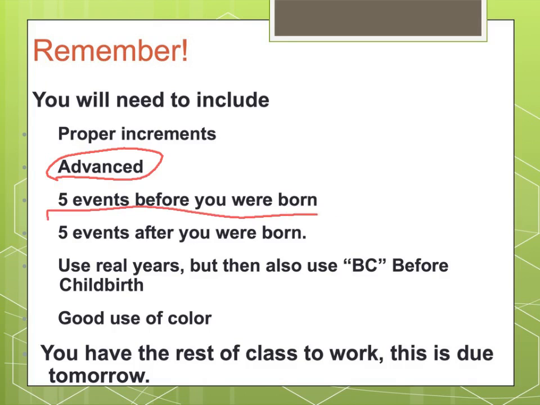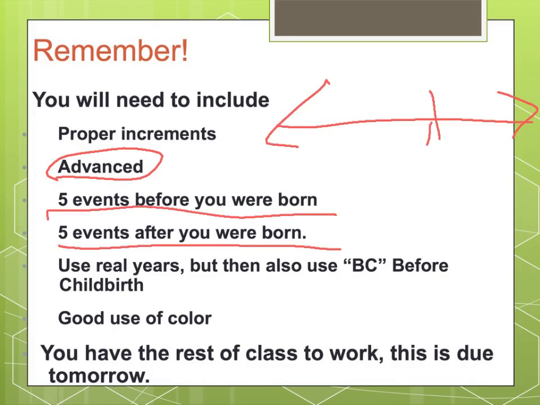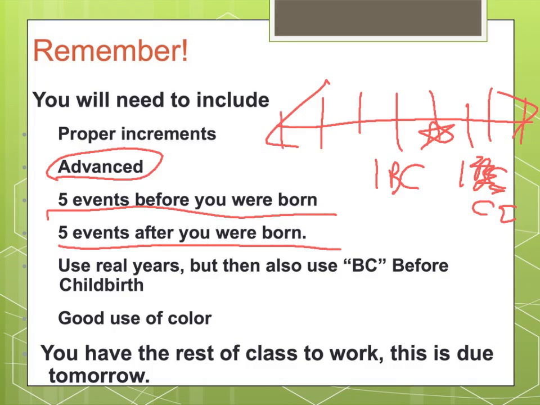Advanced kids. Same thing. 5 events before you're born, 5 events after you're born. If you were born here, this is 1 BC. This is 1 CE. This is 1 BC. For childbirth. Whatever you want CE to stand for. And then you have your other years. Alright? Please use color nicely. You have the rest of class to do this. That is all. I will see you guys Wednesday, Thursday.